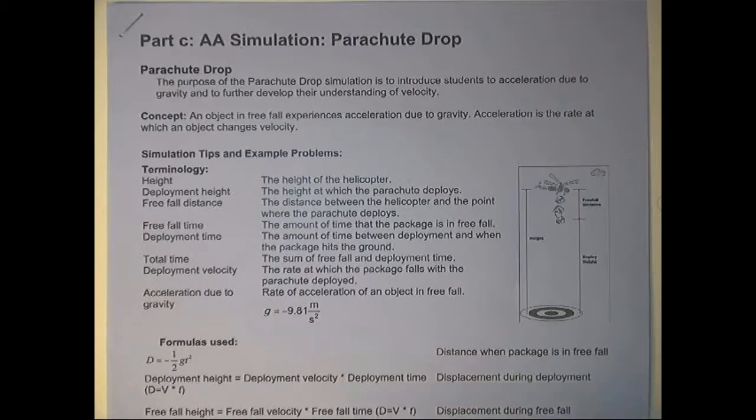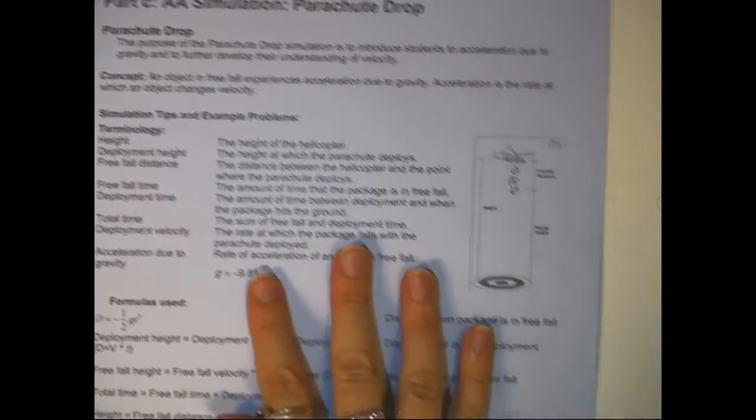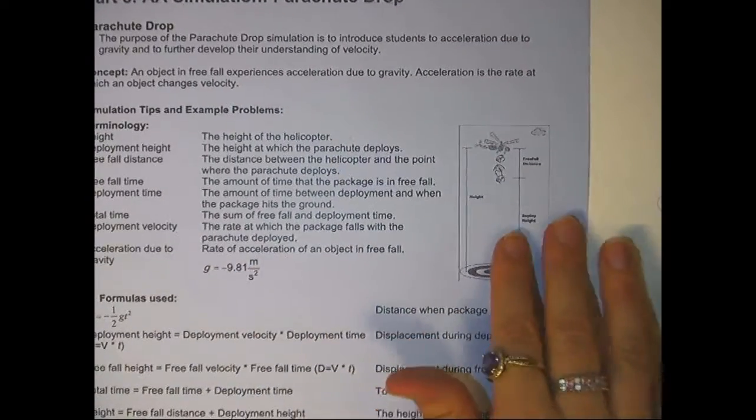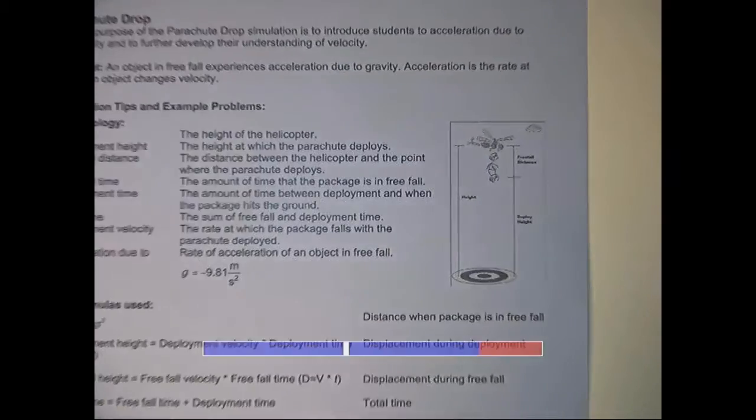Okay, we're going to look at part C, the parachute drop. And the important thing to notice is this picture over here and understand what's happening here. So I'm going to zoom in.